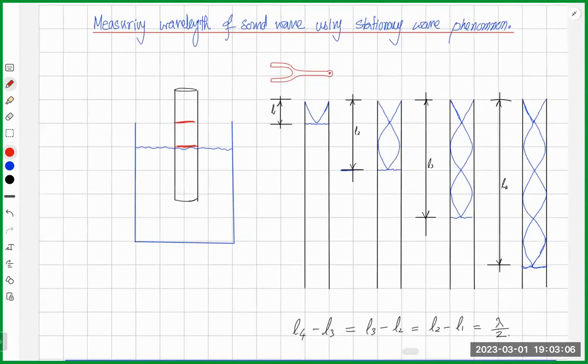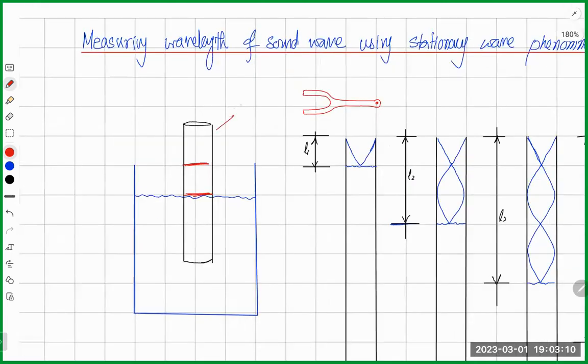If this is a pipe, this is the pipe, this is water, and we can make the pipe move up or down. When we make the pipe go up and down, we can change the air column in the pipe.